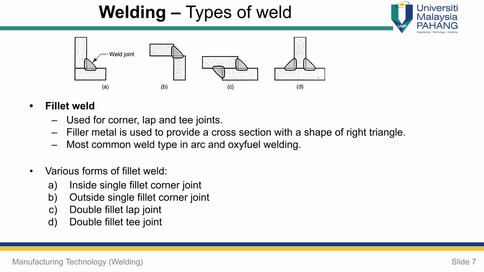Fillet welds are used for corner, lap, and T-joints. They use filler metal to create a right triangle cross-section and are common in arc and oxy-fuel welding. Examples include single and double fillet corner, lap, and T-joint.